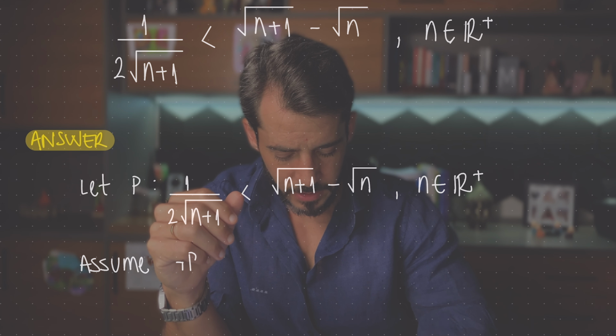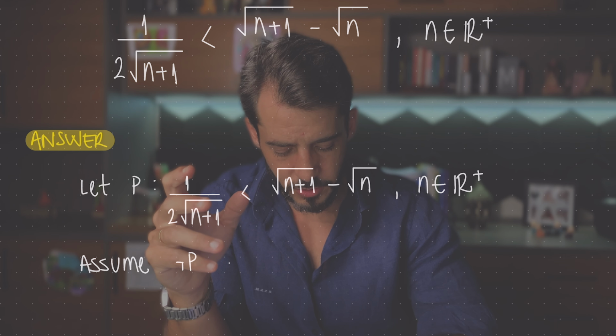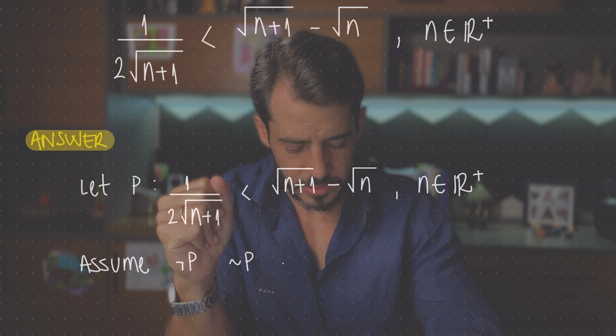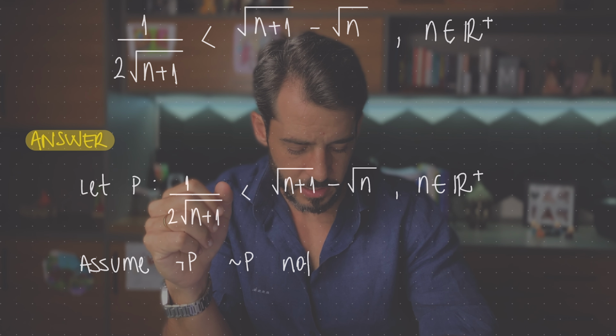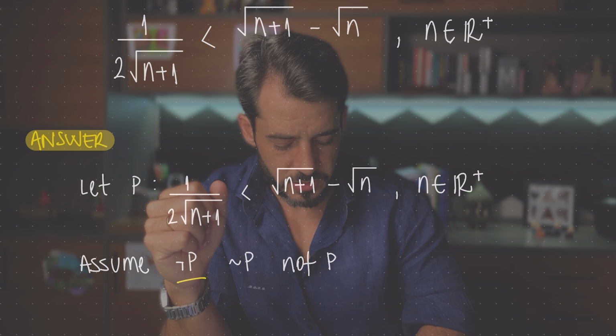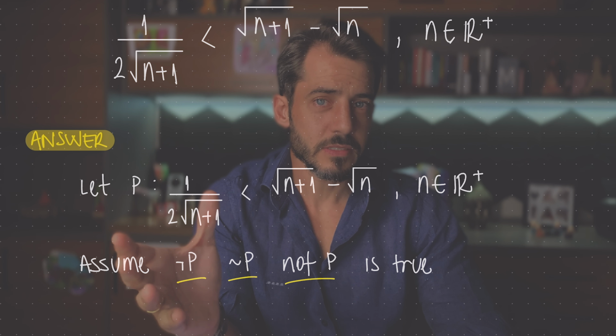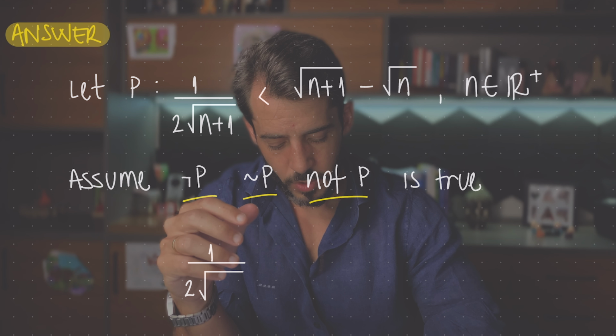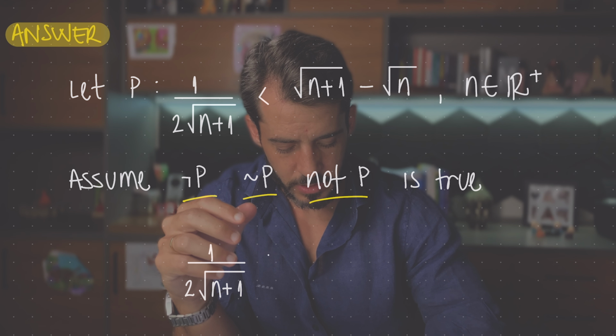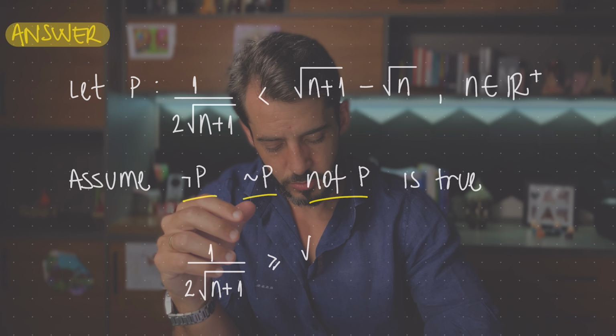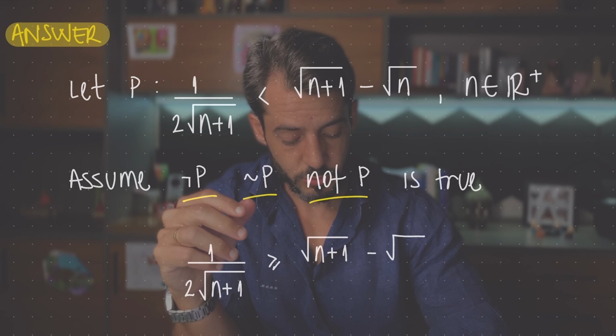Assume not P, and this is the symbol for not P. You can write not P like this as well, or just simply not P. So any of these three is fine. And you also, of course, have to state what is not P. In this case, 1 over 2 root of n plus 1 is greater than or equal to the root of n plus 1 minus the root of n.